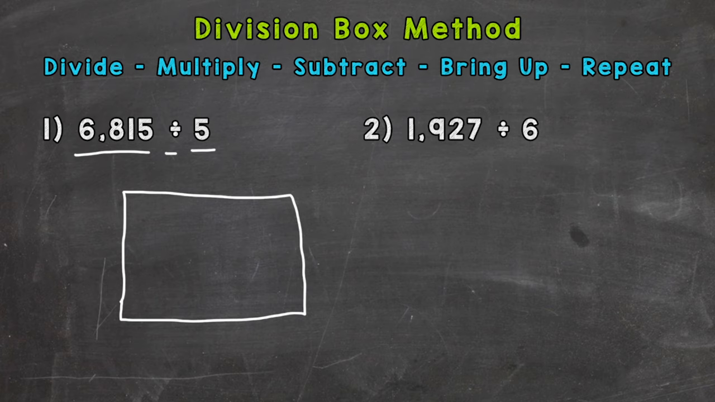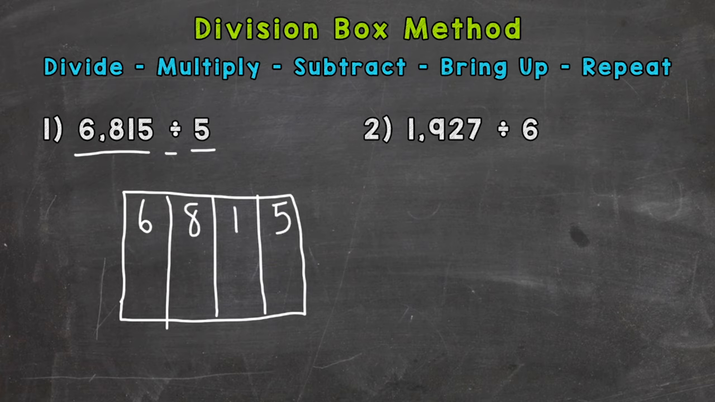Now, the more you do of these, the better you will get as far as spacing and having enough room for everything. So once we have that rectangle or box, we need to split it into four sections because 6,815 has four digits. So four sections here, and we need a digit in each one of those sections. So we'll start with the 6, then the 8, then the 1, and then the 5. Once we have that set up, we can put our 5, our divisor, on the outside. And our problem is set up and ready to be solved.